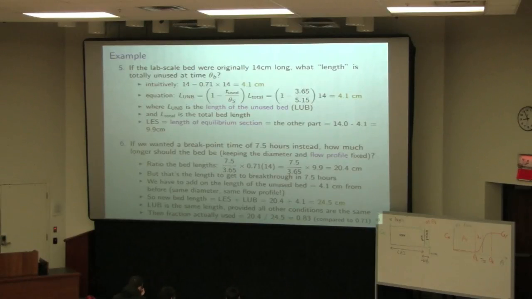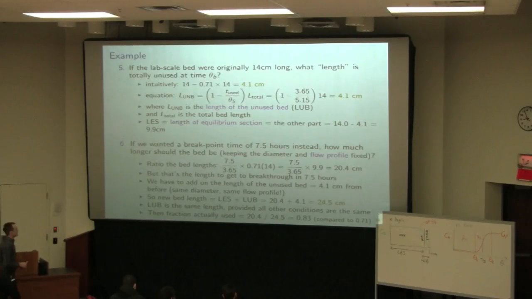Keeping the diameter of the original packing and that flow profile. In other words, the throughput that I put through the bed, I'm not going to alter my flow rate. I'm simply saying I want to pack my bed to be a little longer so that breakthrough occurs only in 7.5 hours.